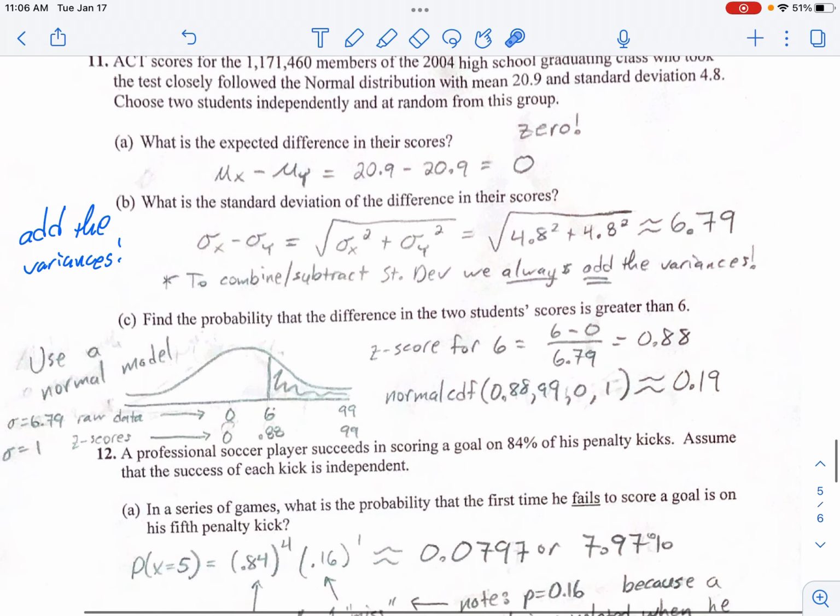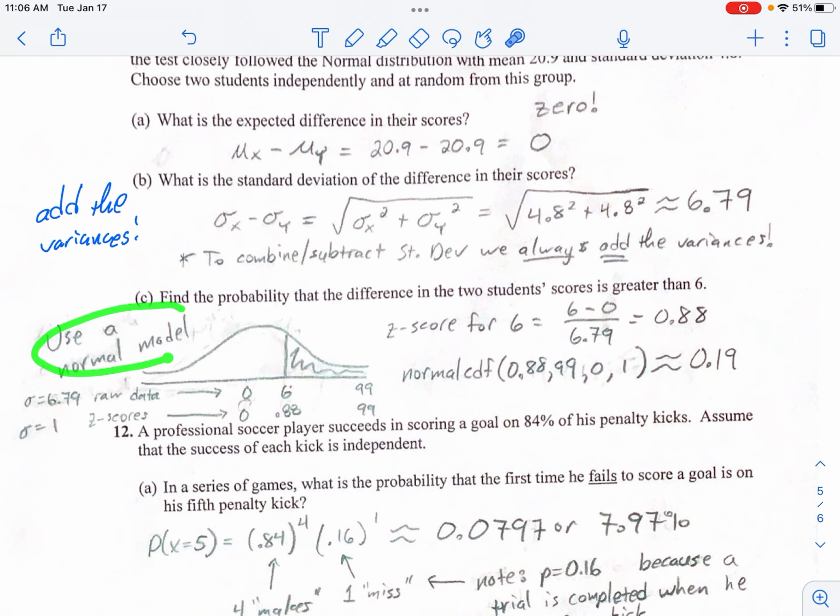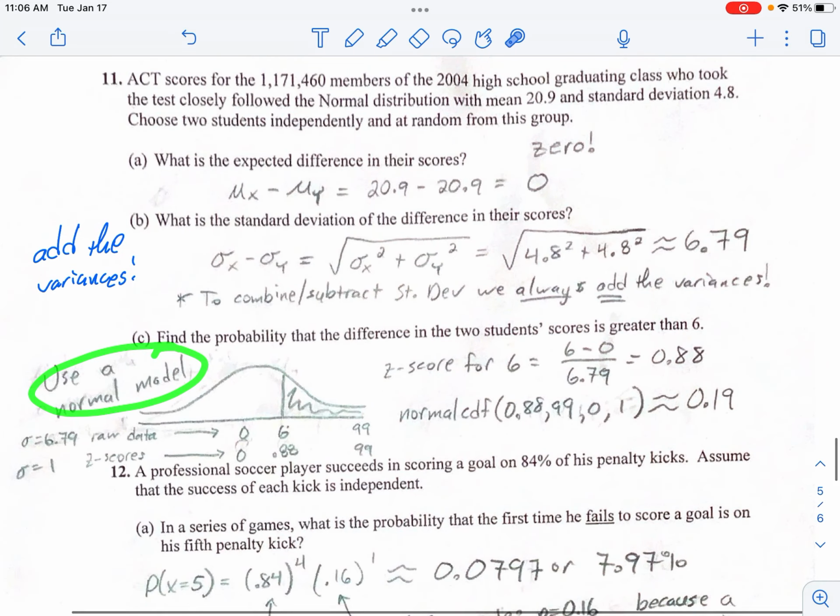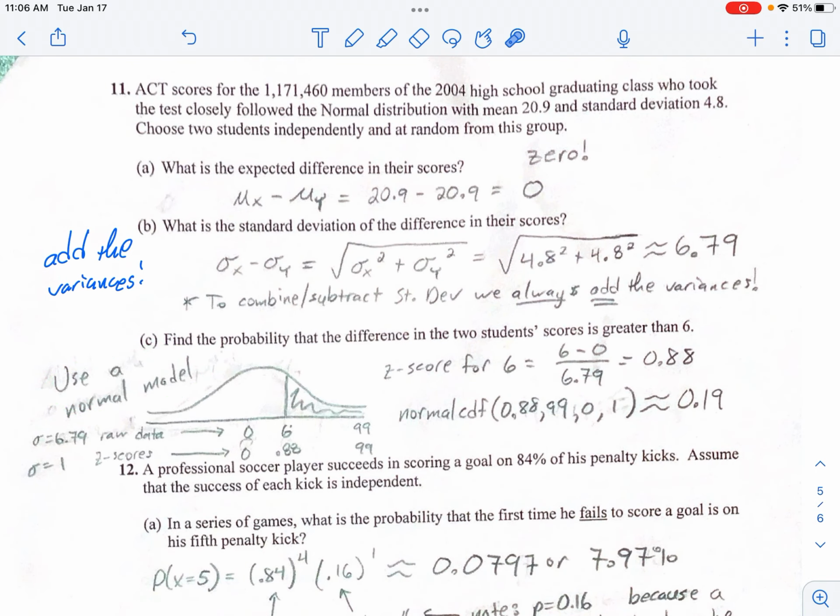C, we're going to use a normal model. Why are we using a normal model? This is not binomial. It's not like pick 5 kids and what's a success? We don't even know what a success is. It's not keep going until you find a kid who fill in the blank. It's not binomial. It's not geometric. So it's a normal model. We have the average. We have the standard deviation. So we can use that to get a z-score for what they want. The question is, what's the probability their difference, so we just did differences, right, is greater than 6.